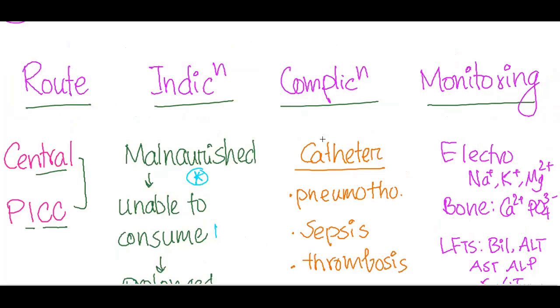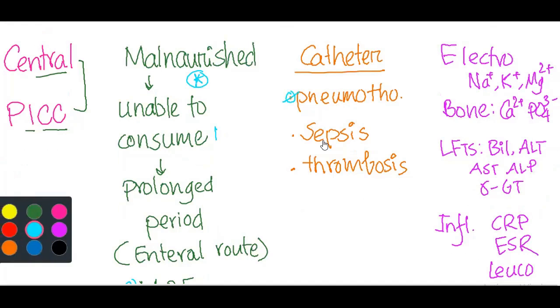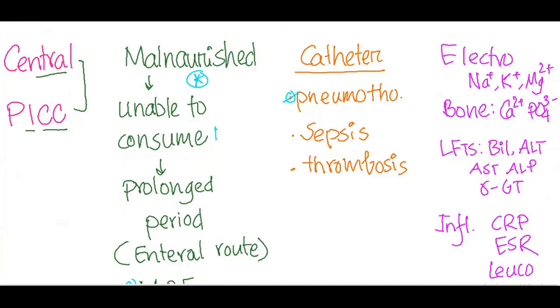What are the complications? So you have different types of complications. Some complications are related with the catheter, and some complications are metabolic. So those are the catheter related complications, such as pneumothorax. When you first introduce the catheter, it can lead to pneumothorax. Or if the catheter is not properly maintained, it can lead to local or systemic sepsis. It can also lead to catheter thrombosis.